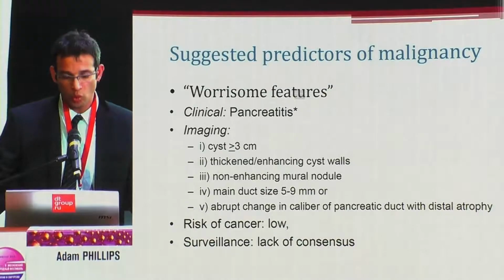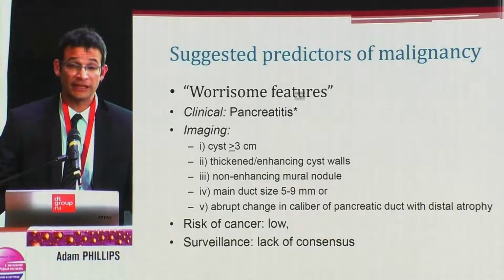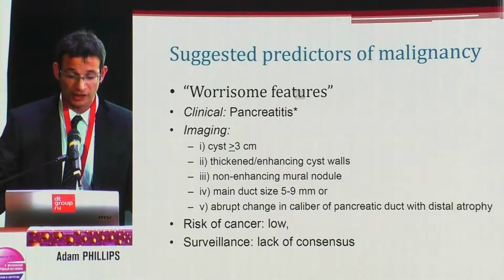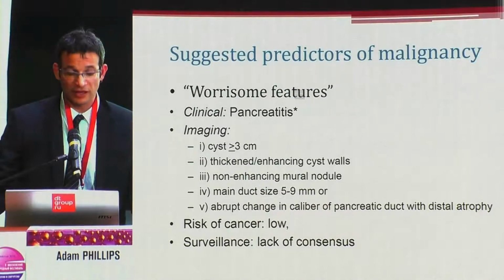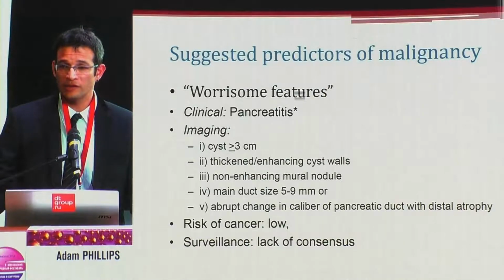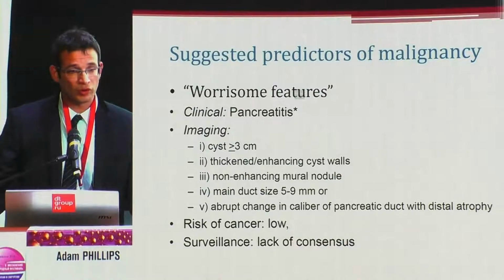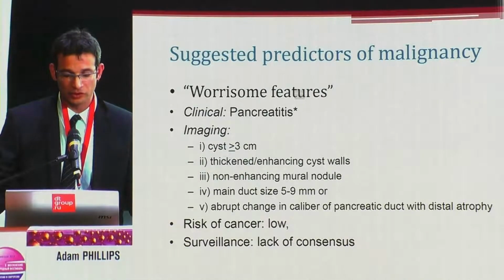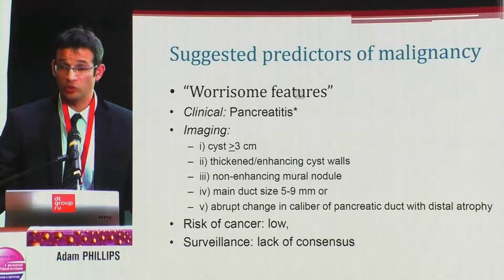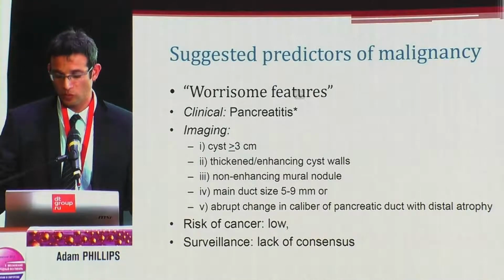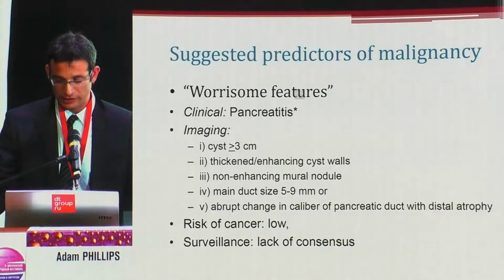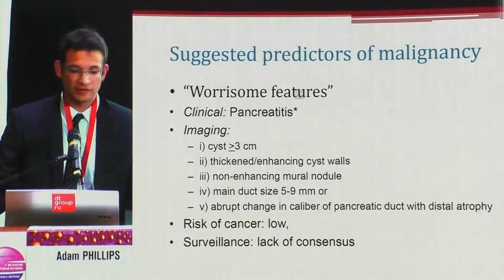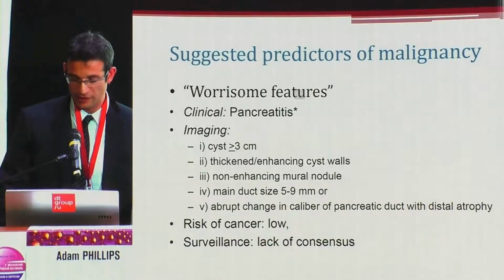The second part of the revised Sendai consensus is the worrisome features. If the patient is clinically suffering from pancreatitis, if on imaging we have a cyst that is above 3 centimeters, if the cyst has a thickened or enhanced wall, if there is a non-enhancing mural nodule, or the main duct is 5 to 9 millimeters, or there is an abrupt change in the pancreatic duct by imaging, we should take these patients to EUS and try to do an FNA for this cyst and analyze this cyst by what we are seeing and what we are dealing with in the fluid, and then decide if these patients will go to observation or resection.